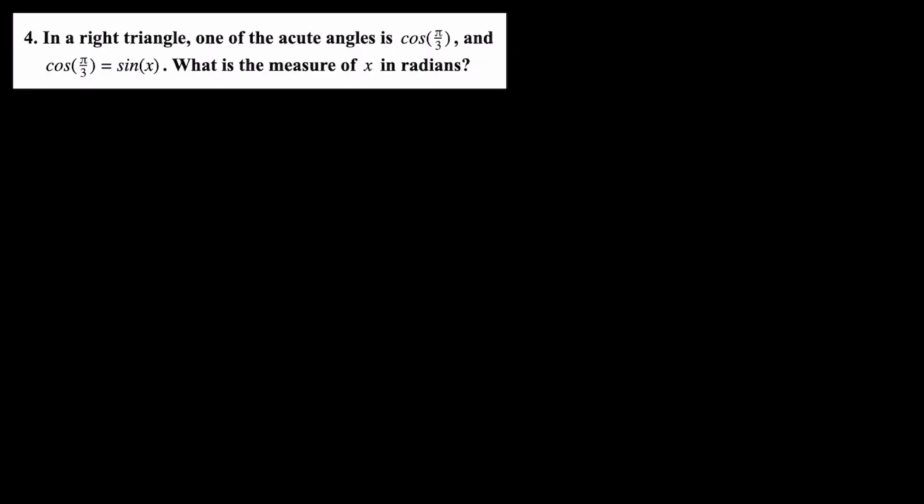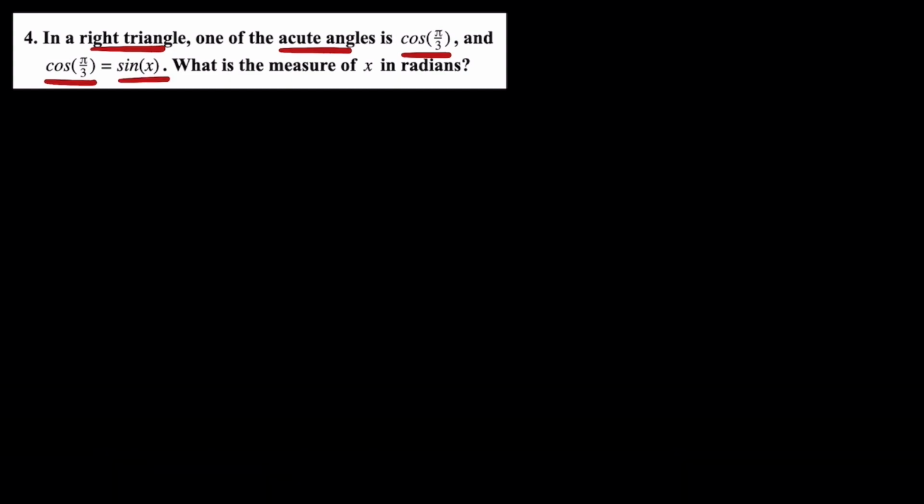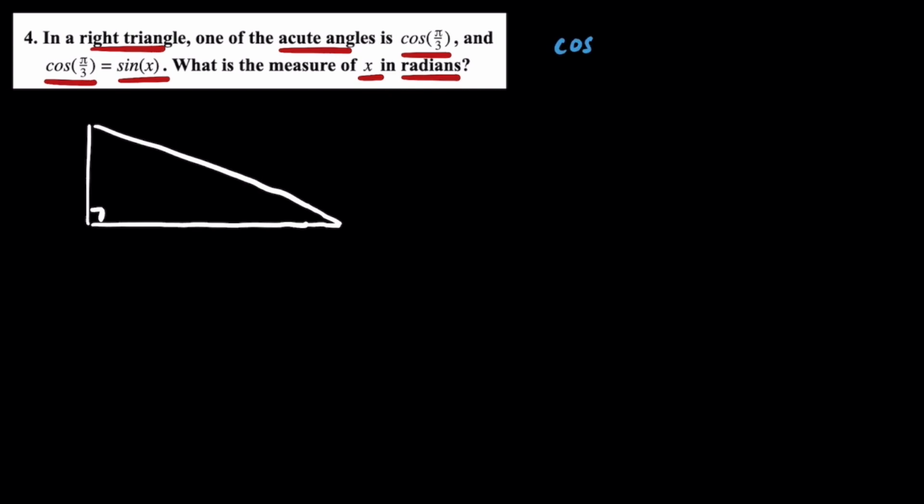Number 4, in a right triangle, one of the acute angles is cosine of pi over 3, and cosine of pi over 3 is equal to sine of x. We need to find out the measure of angle x in radians. So to get started, I'm just going to sketch a right triangle, and hopefully you're seeing the theme of that, since everything with trigonometry right now, with sine, cosine, and tangent, is dealing with a right triangle. And what's interesting about the information they tell us is that cosine of this pi over 3, that's in radians, that's an angle measure, is equal to sine of whatever x is.